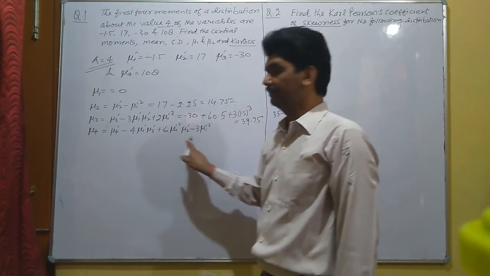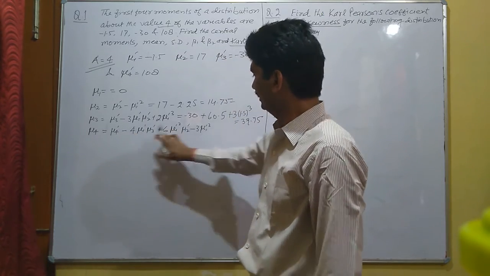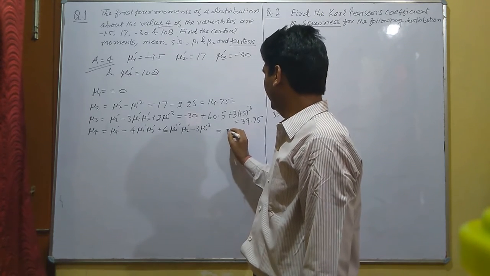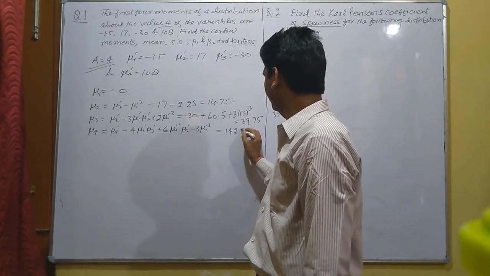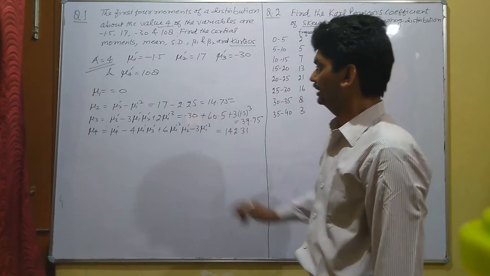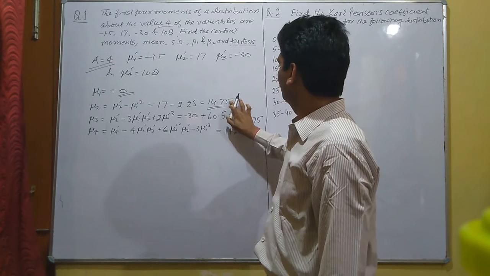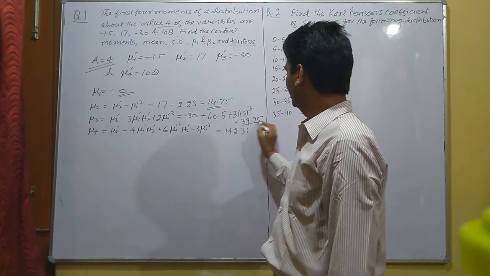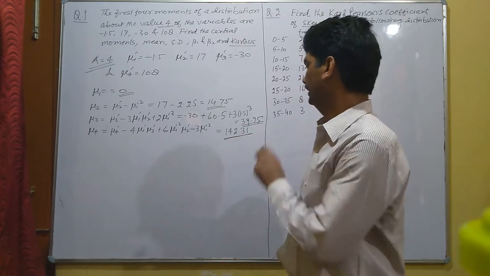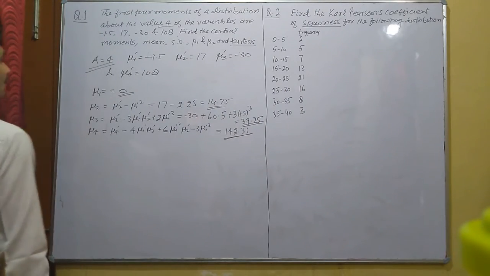Similarly, after putting in the values of mu1 dash, mu4 dash and the others which are given, we calculate and it comes to 142.31 approximately. So these are the central moments. The first is always 0. The second central moment equals 14.75. The third is 39.75, and the fourth central moment is 142.31.